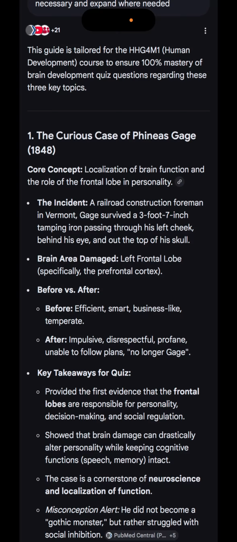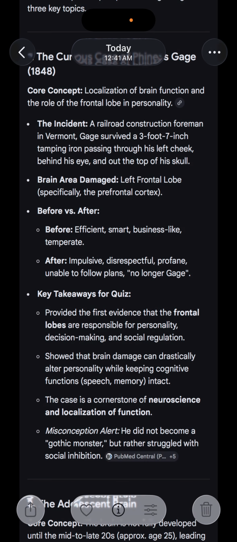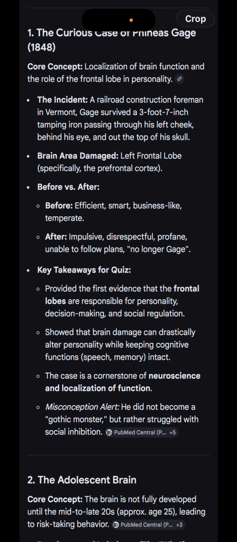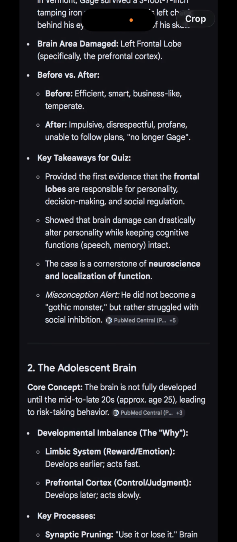Before versus after. Before, efficient, smart, businesslike, temperate. After, impulsive, disrespectful, profane, unable to follow plans, no longer Gage. Key takeaways: provided the first evidence that the frontal lobes are responsible for personality, decision-making, and social regulation. Showed that brain damage can drastically alter personality while keeping cognitive function, speech, and memory intact. The case is a cornerstone of neuroscience and localization of function. Misconception alert: he did not become a gothic monster, but rather struggled with social inhibition.